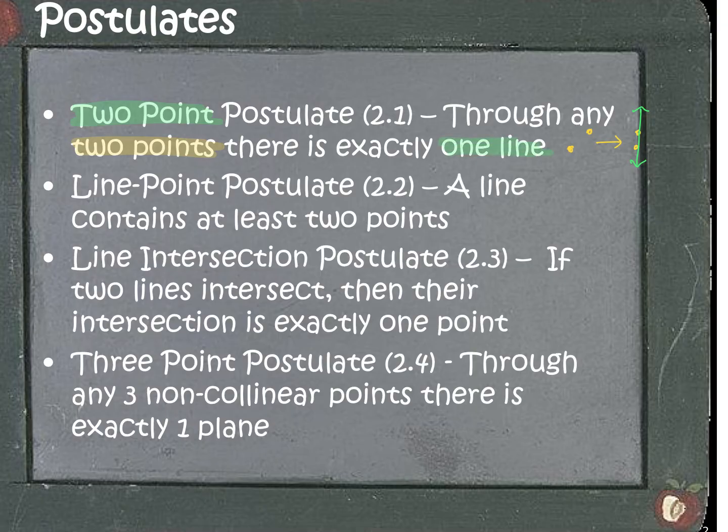Looking at the next one, the line point postulate. A line contains at least 2 points. So now this one's kind of the opposite. I'm starting with my line, and it's telling me my line will contain at least 2 points. I'm going to go ahead and draw it for you. I'm starting out with a line, and then they're telling me that line will have at least 2 points. Okay, the least amount will have 2 points.